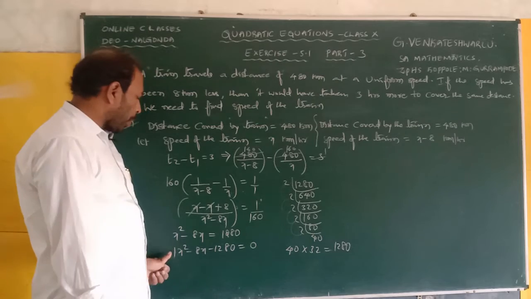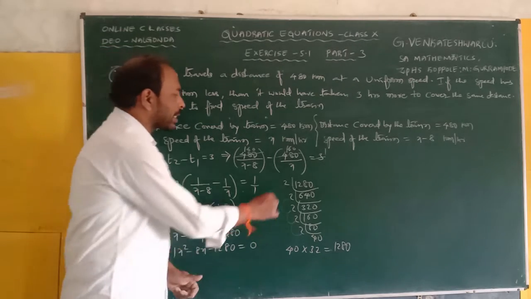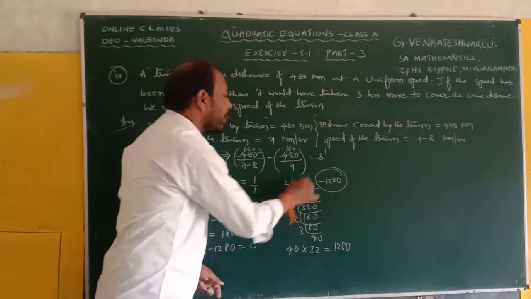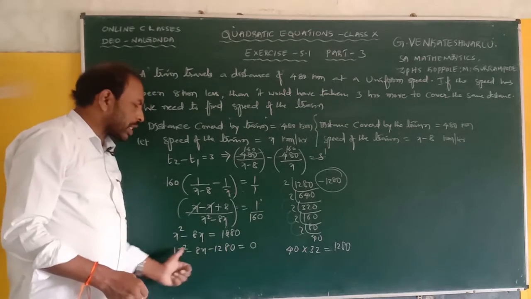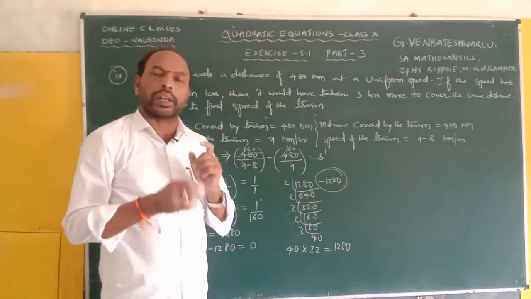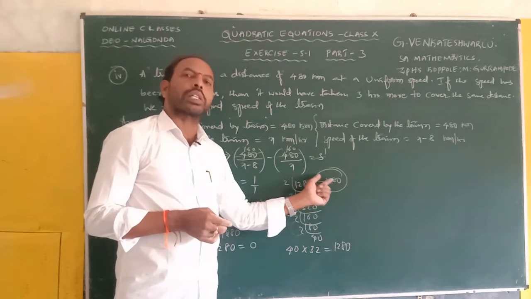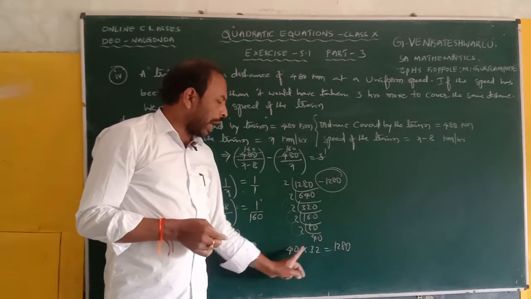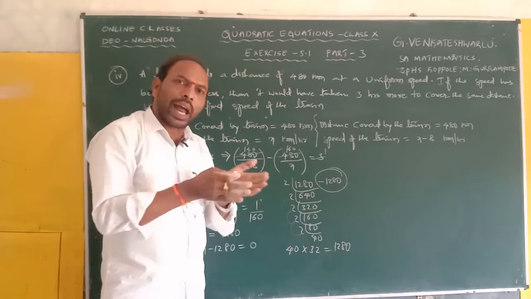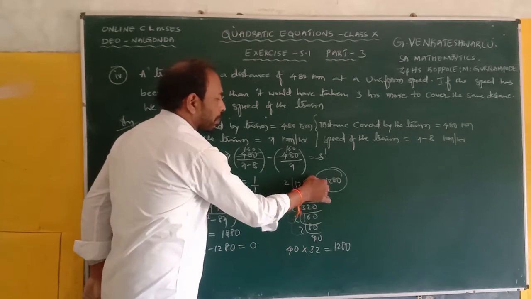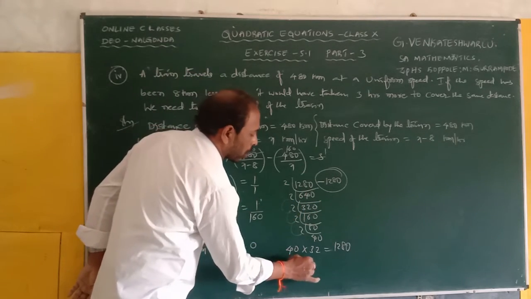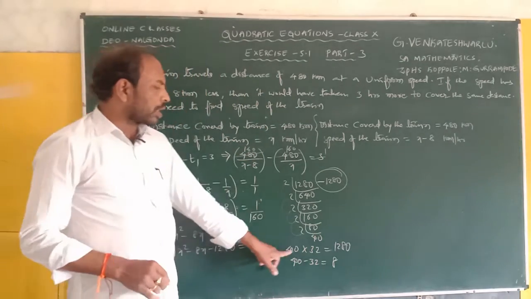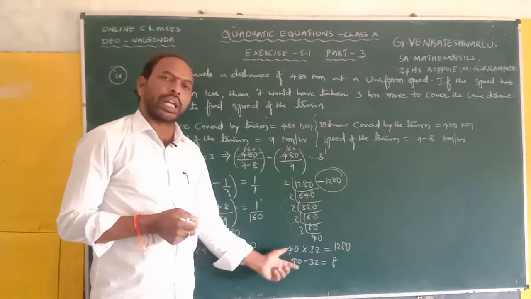What about the product of their signs? Plus into minus is minus 1280. So whenever the product of the x square coefficient and the constant is negative, that is, when the constant carries a negative sign, we need to subtract these factors. Here if it is minus, factors are subtracted; if it is plus, factors are added. That's why 40 minus 32 is equal to 8. These are the two exact factors for resolving into factors.